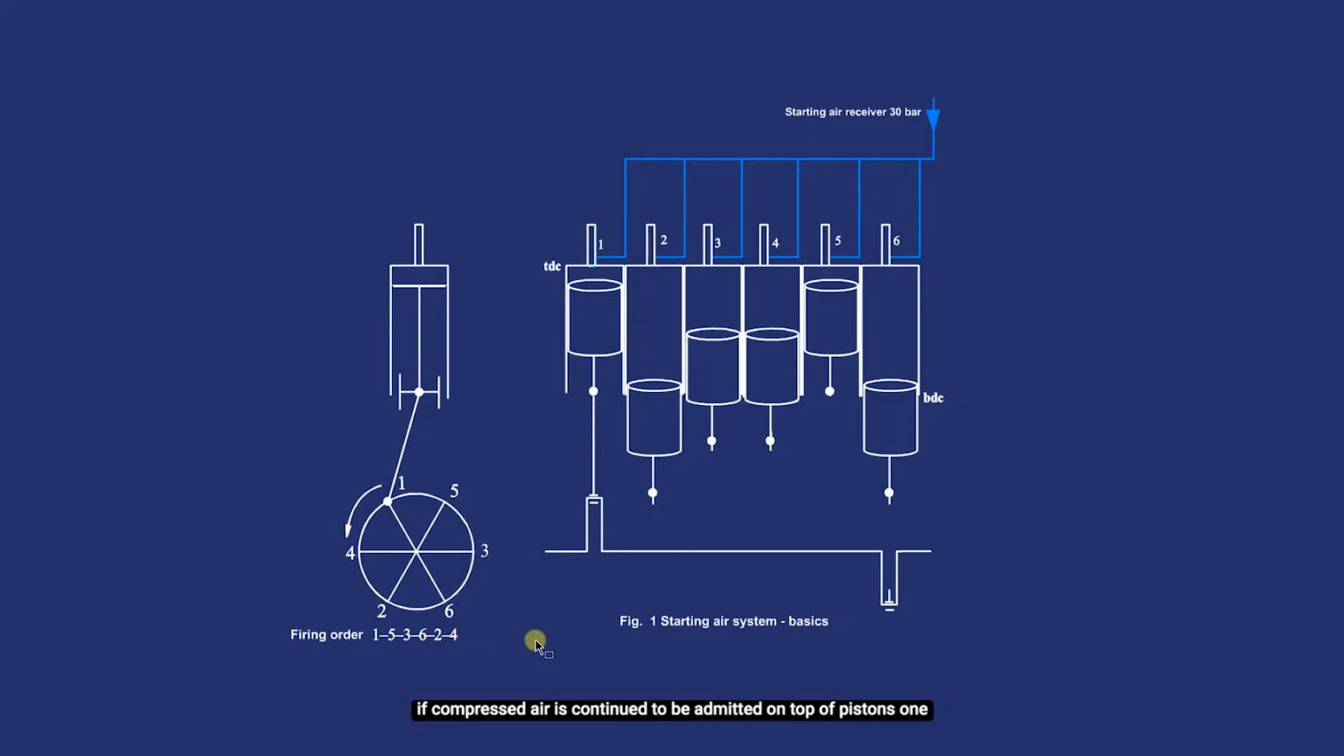If compressed air continues to be admitted on top of pistons one after the other in the firing order of 1, 5, 3, 6, 2, 4, the engine will continue to get turned in anti-clockwise direction and will attain increasingly higher momentum. Admittance of compressed air into units in orderly fashion is continued till the engine attains a good momentum to cause ignition of the fuel injected in the units as per the same firing order.